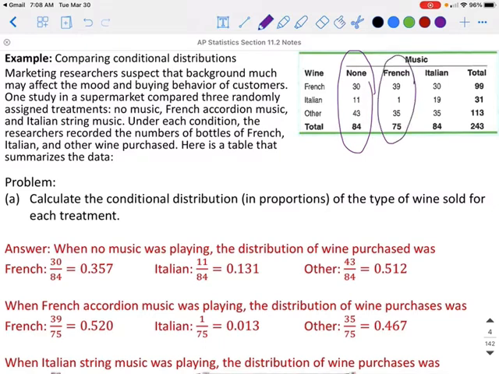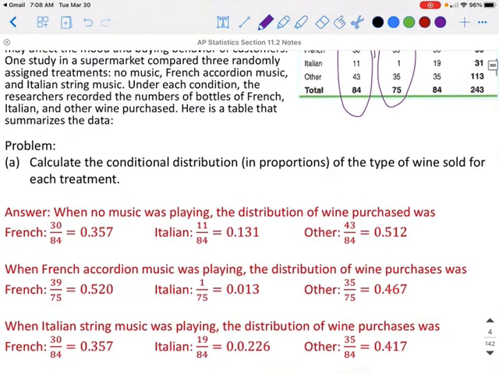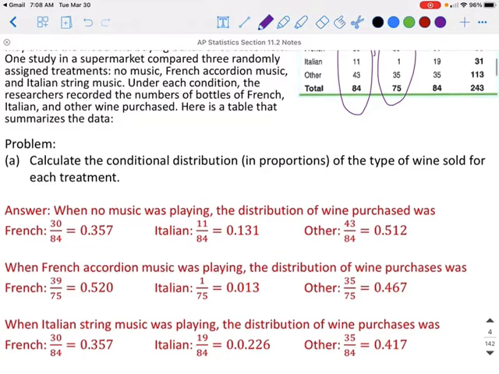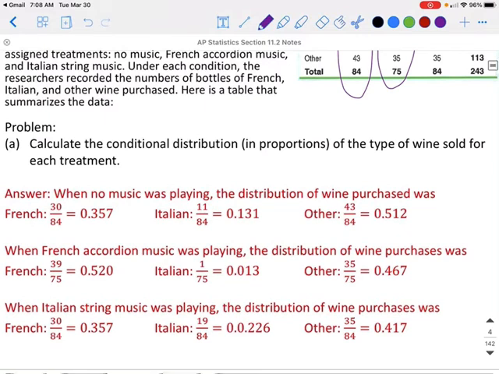When there's French music playing, about 52% of the bottles of wine that are bought are French, about 1% are Italian, and 47% are other. And when the Italian music is playing, 36% are French wine, about 23% are Italian wine, and about 41% are other.